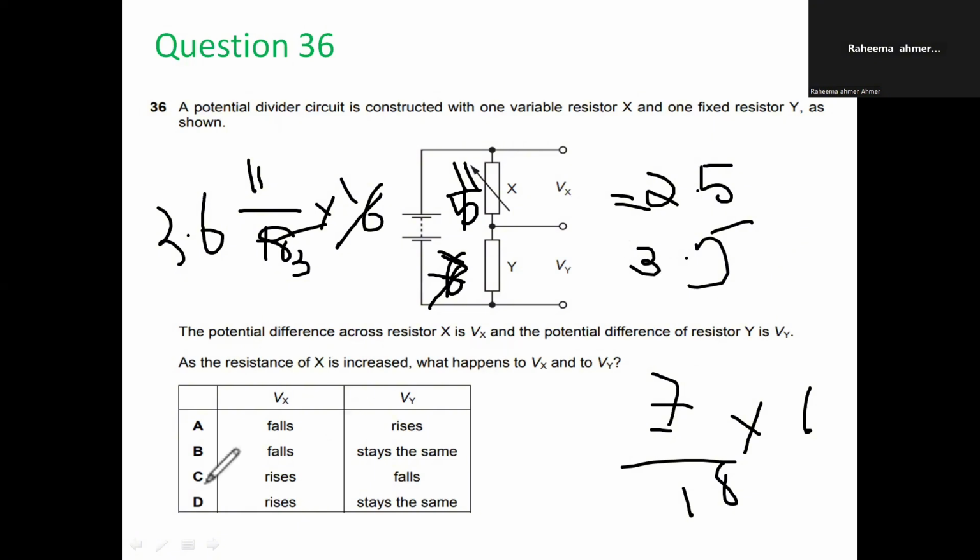So option C would be the correct answer, as it says that Vx would increase. Yes, it has increased from 2.5 to 3.6. And it says that Vy falls, which means that it has fallen from 3.5 to 2.33.